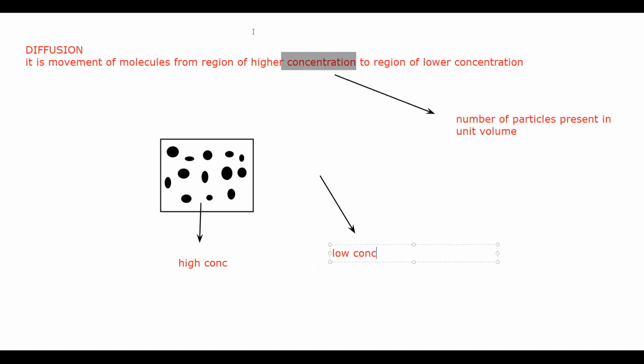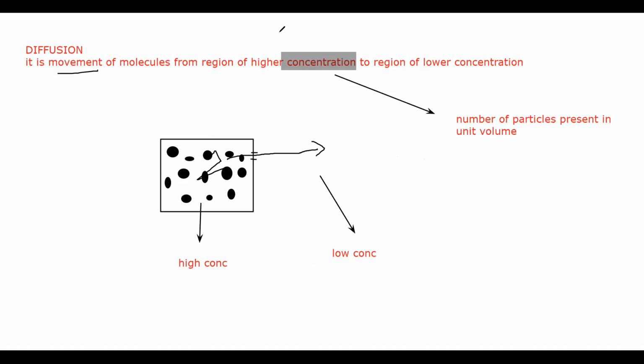So if I open one side of this container, what I will observe is that these particles, which are already moving randomly, will move from a region or a space of higher concentration to a space where they have low concentration. And this process of movement from higher concentration to lower concentration refers to diffusion. So movement of molecules from a place where they are more to a place where they are less is simply termed as diffusion.